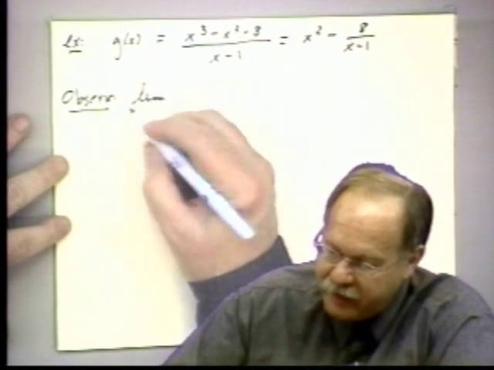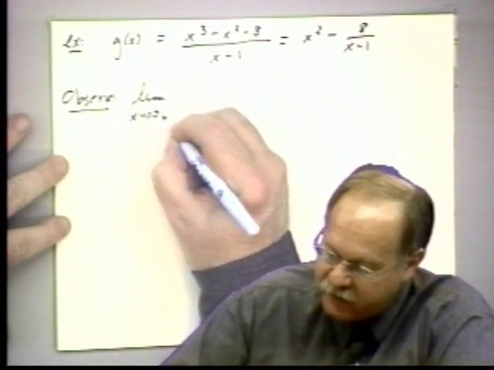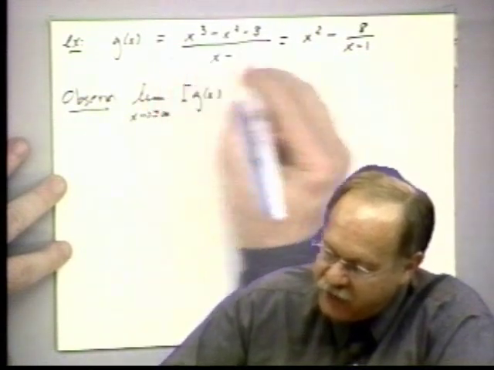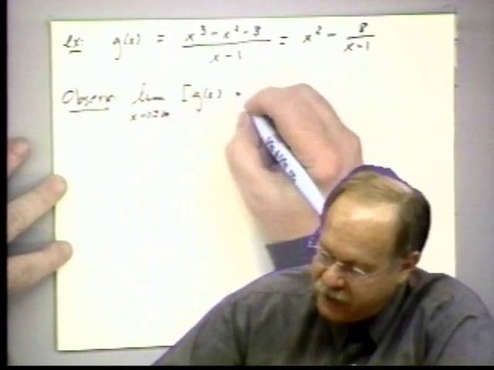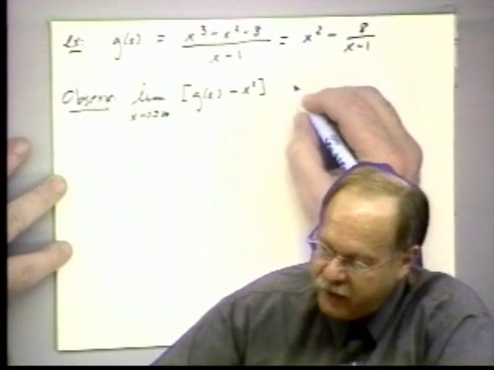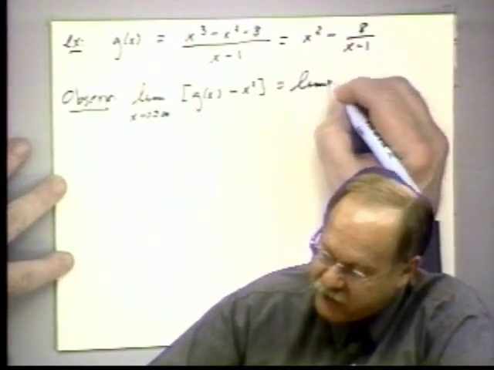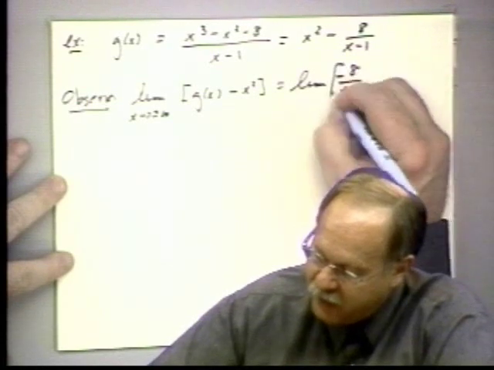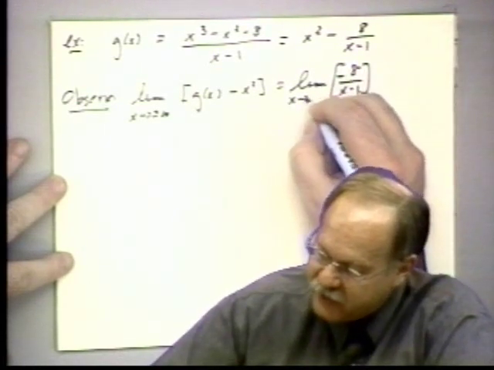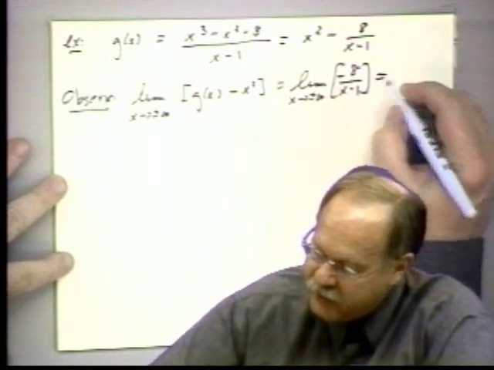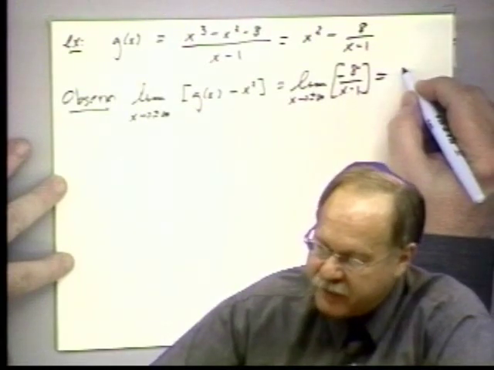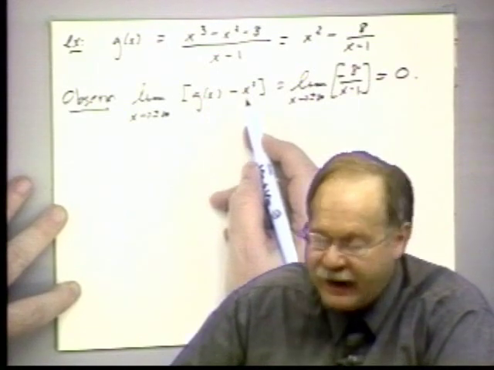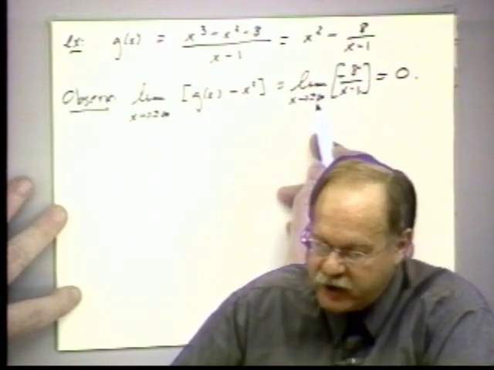Observe if I take the limit as x approaches either direction of infinity, the original function here, g of x, and I bring the x squared to the other side, minus x squared, that's the limit of what's left here, which is the minus 8 over x minus 1. As x is approaching plus or minus infinity, of course, the x's grow large, this just becomes 0. So g of x and x squared are approaching each other as x gets very large in either direction.